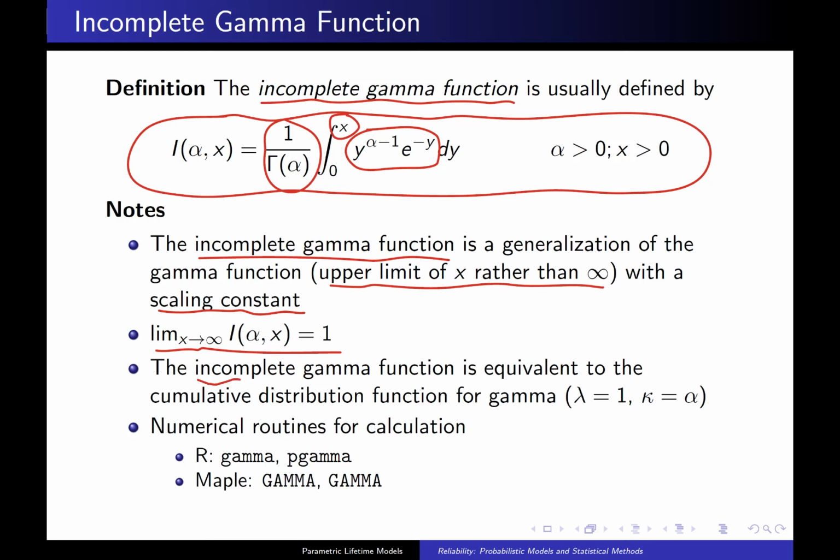The incomplete gamma function turns out to be the cumulative distribution function for the gamma distribution with a scale parameter of 1 and a shape parameter of alpha. There are some numerical routines that will calculate these things, and in the R language, you can use the gamma function to get the gamma function, and you can use the p gamma function to get the incomplete gamma function. In Maple, there is just one such function, and it's gamma. It just depends on how you work the arguments, whether you're going to get the gamma function or the incomplete gamma function.